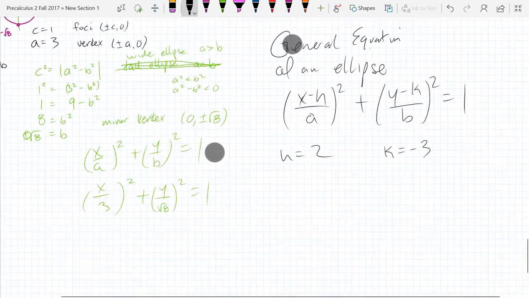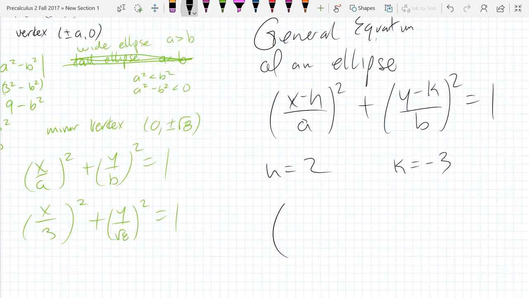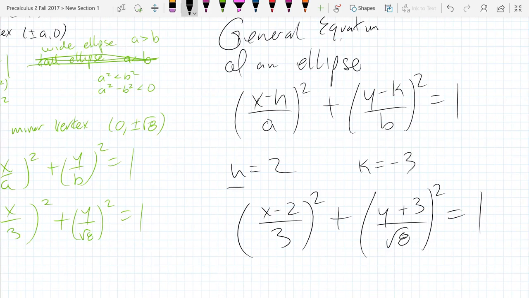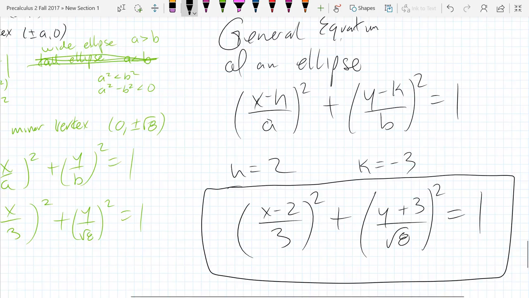So I'm ready to translate this. So we have x minus 2 over 3 squared plus y plus 3 over square root 8 squared equals 1. Be a little careful with the signs. It's always the opposite of what it looks like. I want to shift down, so it looks like I add 3. I want to shift the positive x-axis, so I subtract 2. So the signs always look backwards of what they actually are.